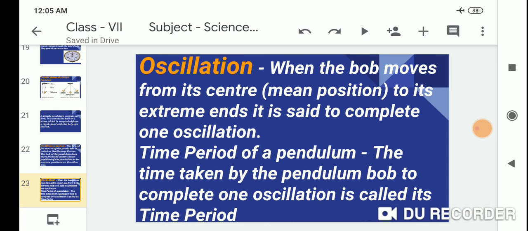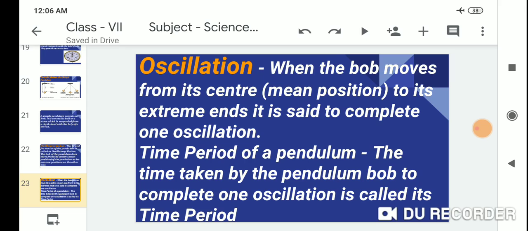Oscillation. When the bob moves from its center main position to its extreme ends and back, it is said to complete one oscillation.